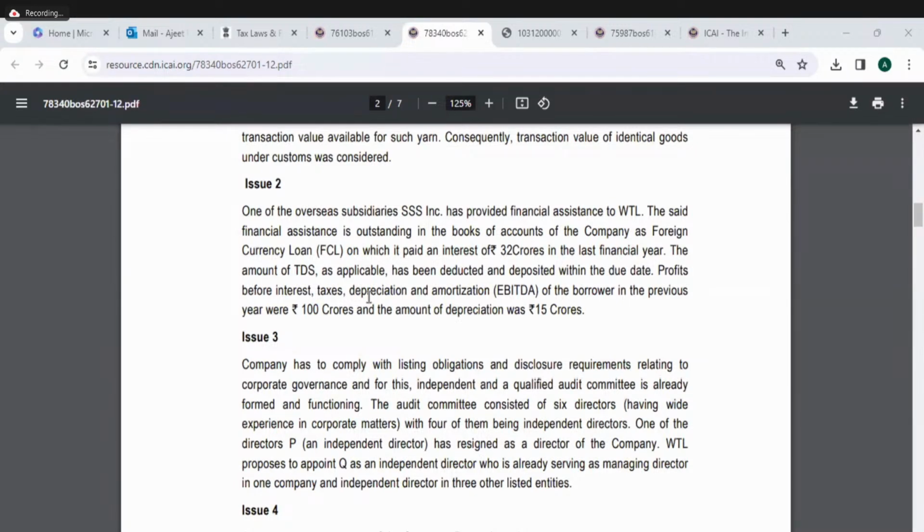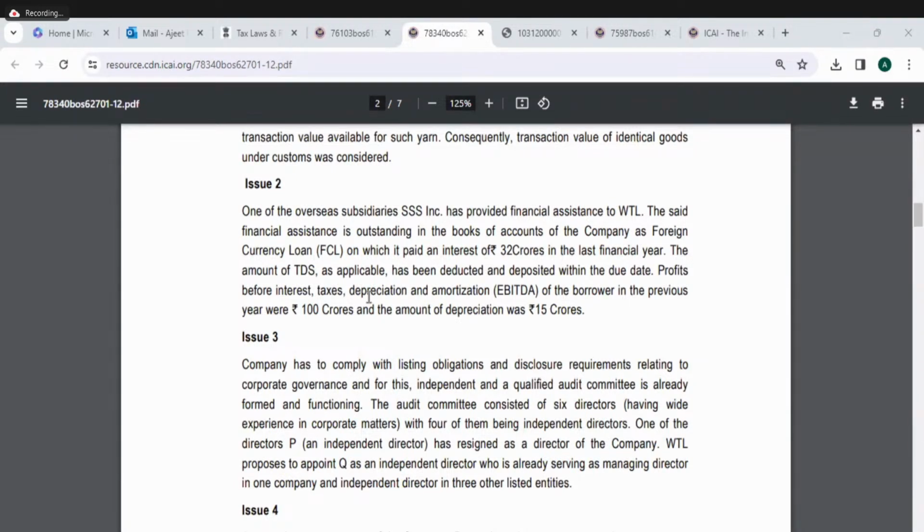So it means it's allowed as per your PGBP, profits and gains of business and profession, because TDS has been properly deducted and deposited within the due date. Profit before interest, taxes, depreciation, and amortization, that is the EBITDA of the borrower, and the borrower in this case is WTL, in the previous year was rupees 100 crores and the amount of depreciation was rupees 15 crore. So this is the issue which is related to direct tax.